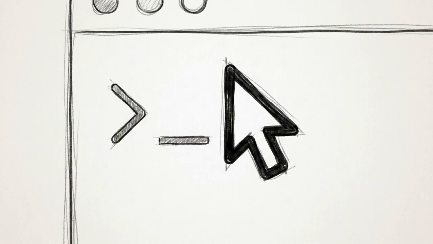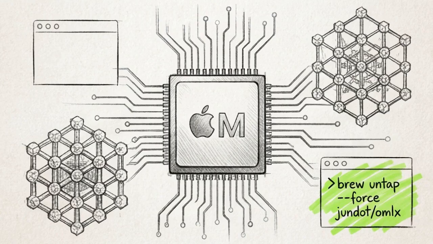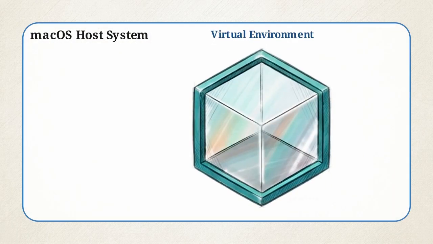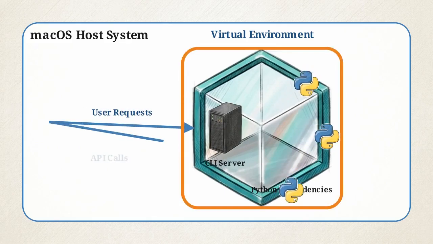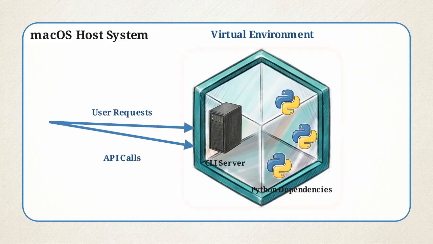If your system falls into this broken state, you cannot just retry the command. You must explicitly purge your local tap cache by executing brew untap --force jun.omlx and then force a clean installation. Successfully navigating this package manager deployment compiles the CLI server inside an isolated virtual environment. This keeps your heavy Python dependencies safely walled off from the global host system.